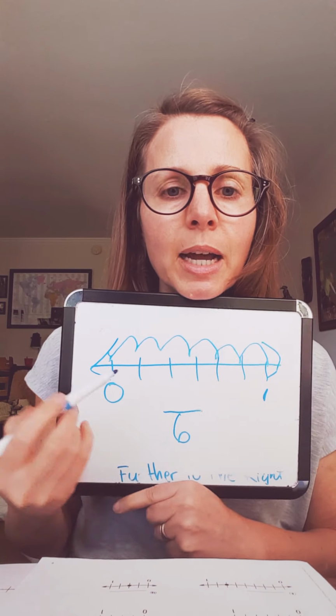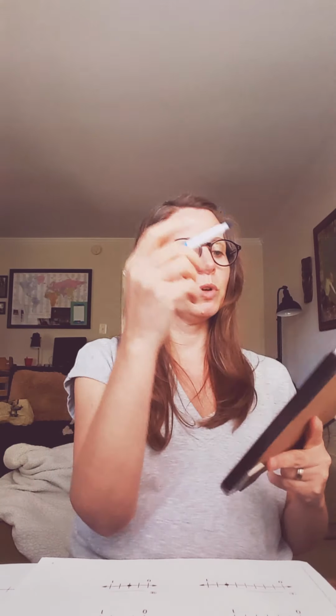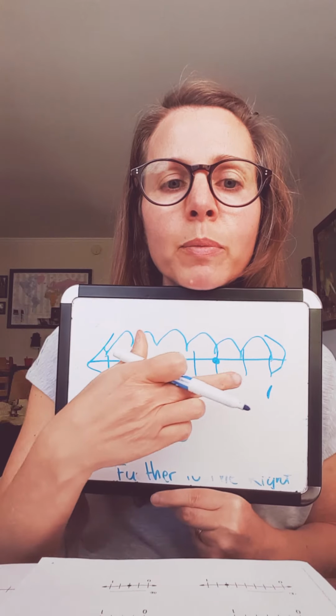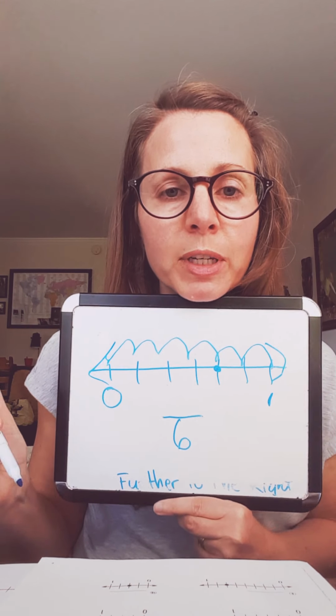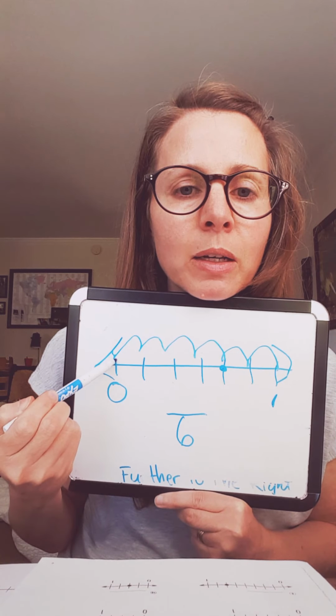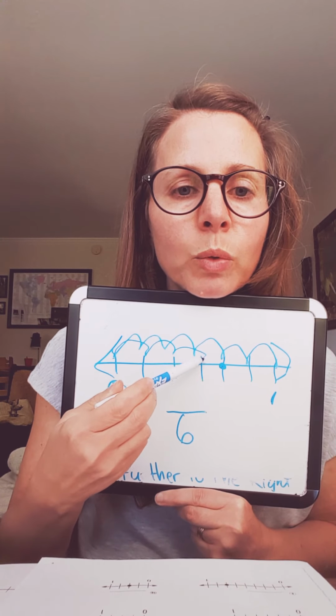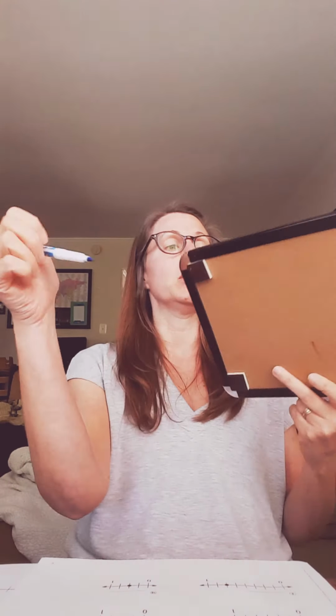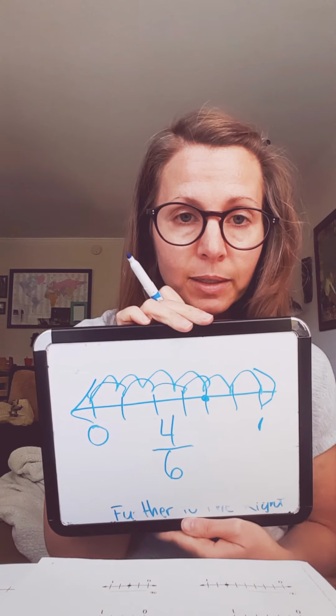Alright, I'm going to mark this number line with a point right here. Now let's figure out what fraction this point is representing on the number line. So let's hop off from the 0 again. 1, 2, 3, 4. 4 goes in the numerator. Get it? 4/6. Alright. So that's how you do these problems.